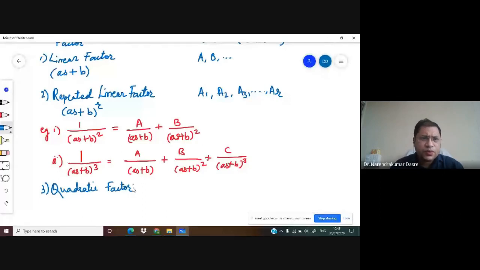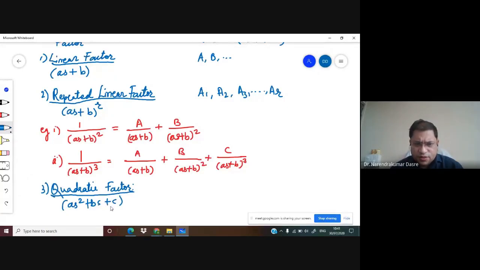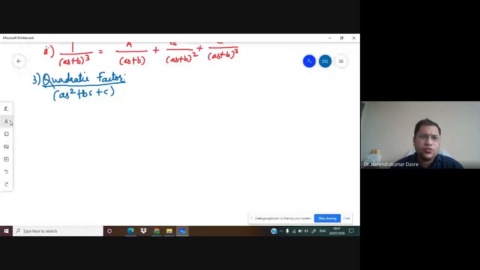Okay, so how are we able to get what I will call a quadratic factor? We have as square plus bs plus c. This is a quadratic factor. Now, one thing you need to understand: what is going to be the quadratic factor?